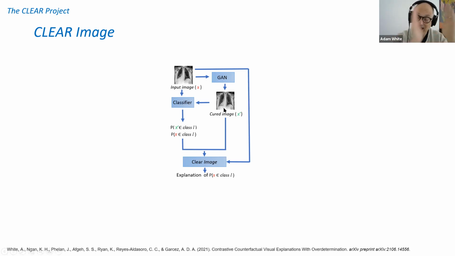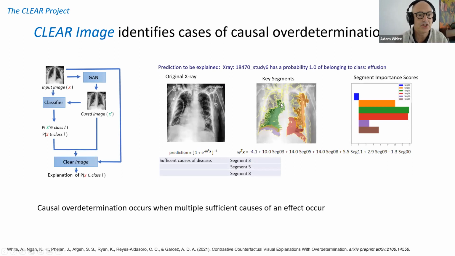So the image stays within the training distribution and it's relevant to the problem. What we're trying to do is provide a contrastive explanation which explains why a particular image was classified as diseased rather than cured. Okay, and by having the nearest healthy image, we're providing meaningful contrastive explanations. That's our aim.